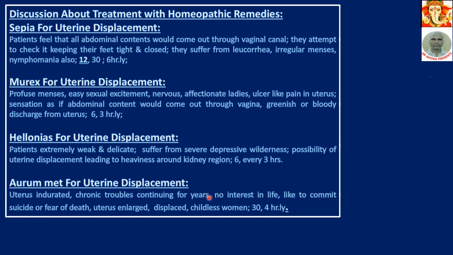Aurum met for uterine displacement: uterus indurated, chronic troubles continuing for years, no interest in life, like to commit suicide or fear of death. Uterus enlarged, displaced, childless woman. Give Aurum met 30 hourly.